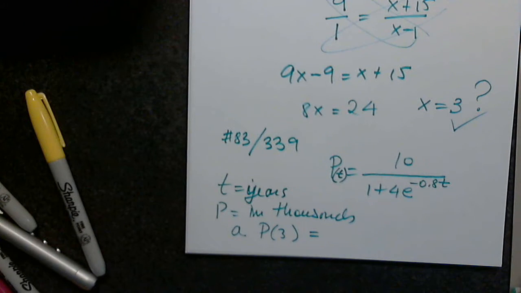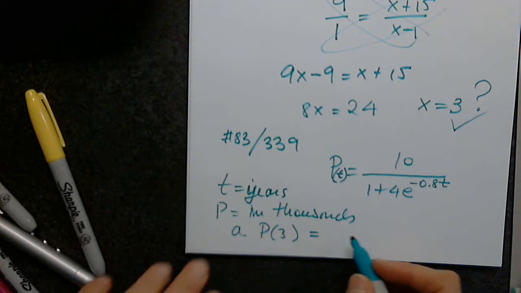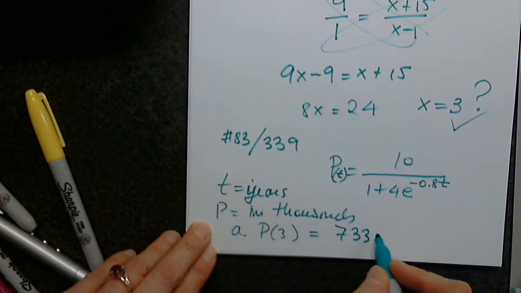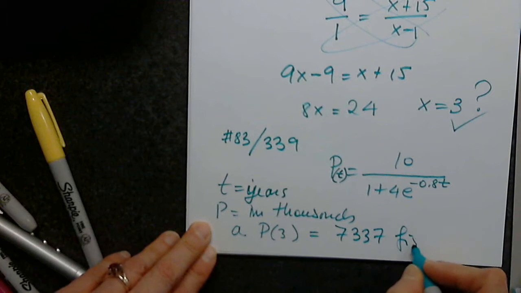So, I'm looking just to make sure that I copied everything correctly. 10 divided. Okay, very good. So 7.337, which is 7,337 fish.